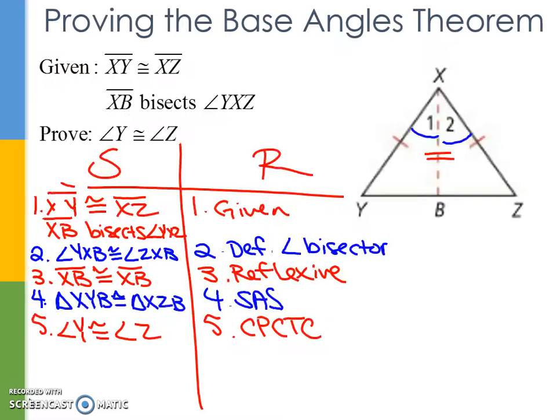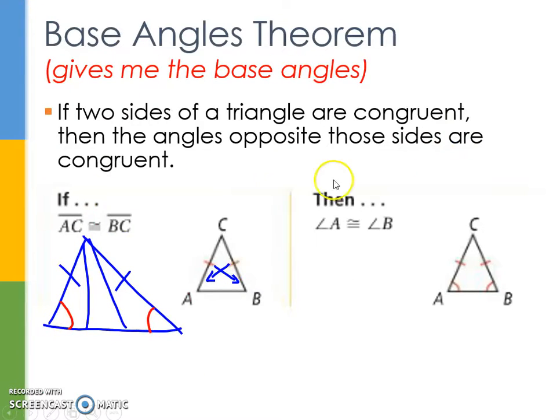If side AC is congruent to side BC, then angle A is congruent to angle B. So whenever you have a triangle with two sides that are congruent, which is isosceles, their opposite angles right here are congruent also. So this is called the base angles theorem.